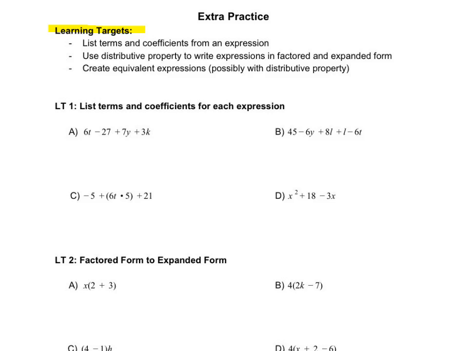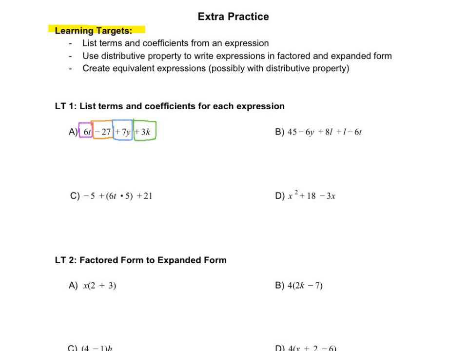This is how I would approach this, and I will only explain this for part A: I would box each term. And you do want to include if it's a plus or a minus sign in front of it. I'm wondering if I do it in different colors, if that will make it easier. So I'm going to include the minus 27. My next term would be a plus 7y. And then my final term would be a plus 3k.